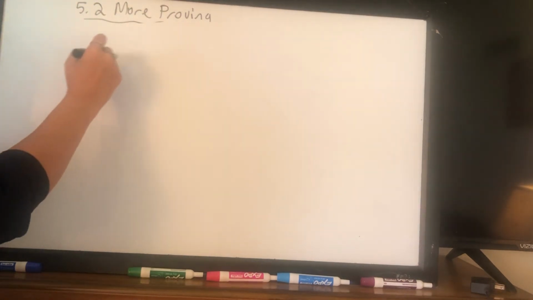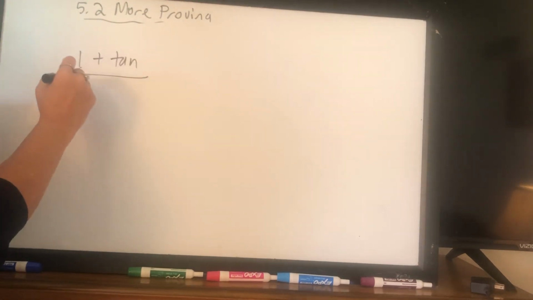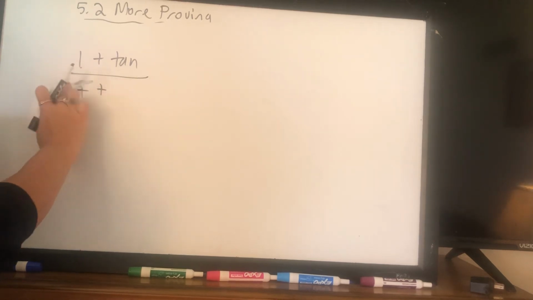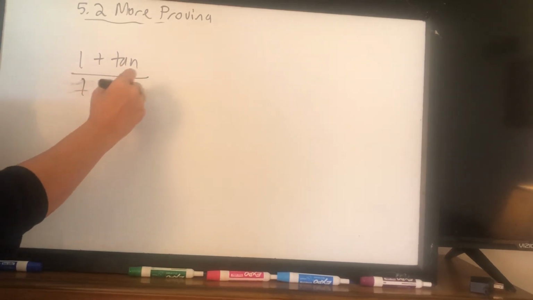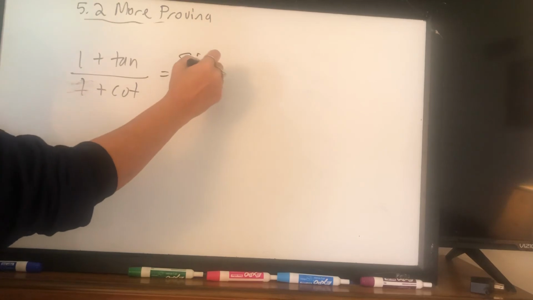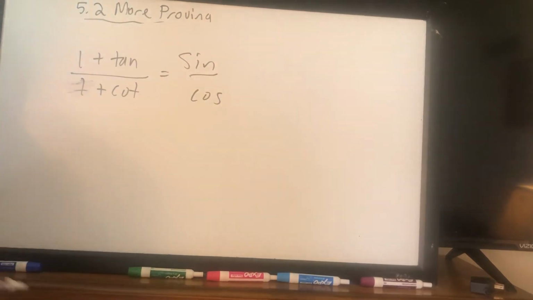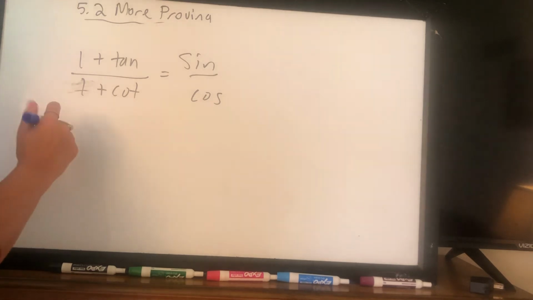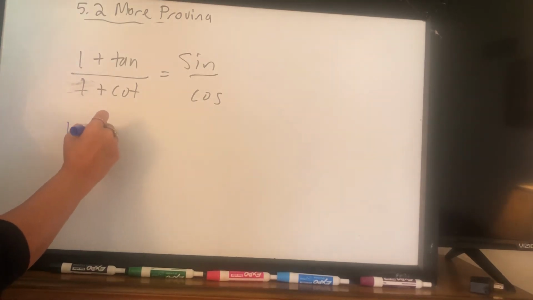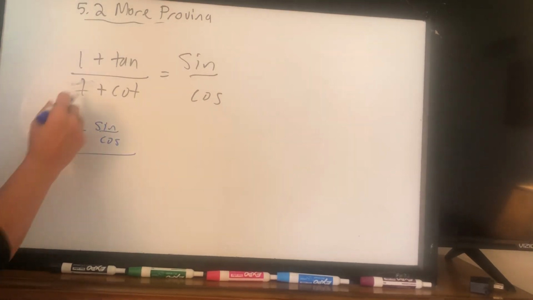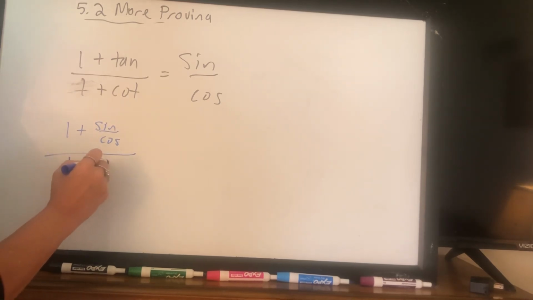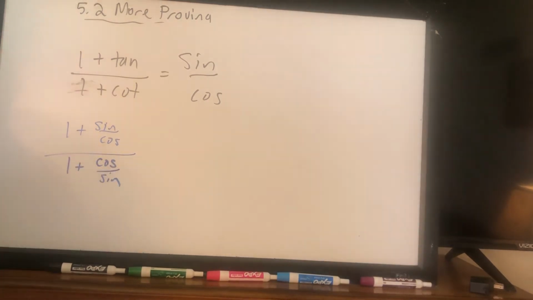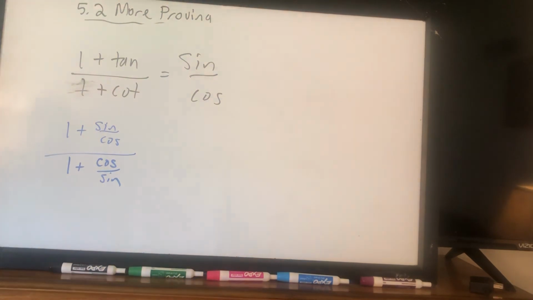So we've got 1 plus tan over 1 plus cotan is equal to sine over cosine. Okay? Lordy shmorty. So we want to make the left side look like the right, so let's put it into sines and cosines. Tangent is sine over cosine, and cotangent is cosine over sine. Okay? So first step.